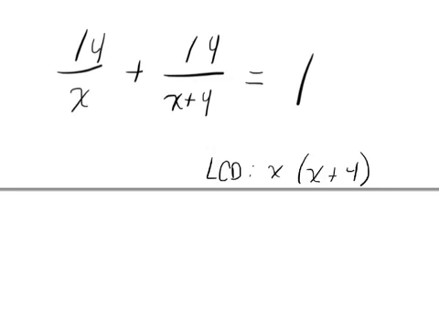What can x not be? Don't call it out, raise your hand. What can x not be, Chris? -4 or 0. Good. -4 would cause this denominator to be 0. 0 would cause this denominator to be 0, making the problem undefined. So let's multiply through by our LCD.